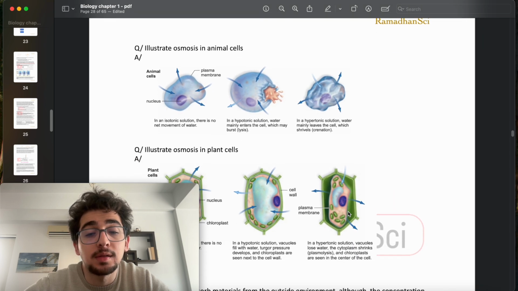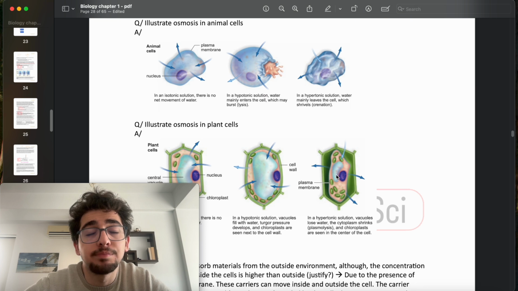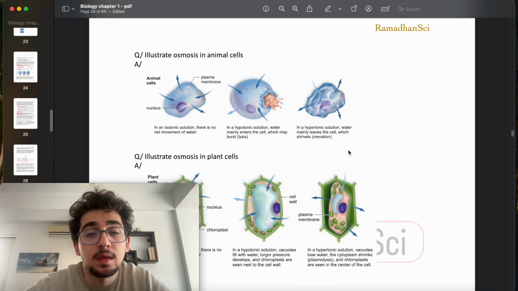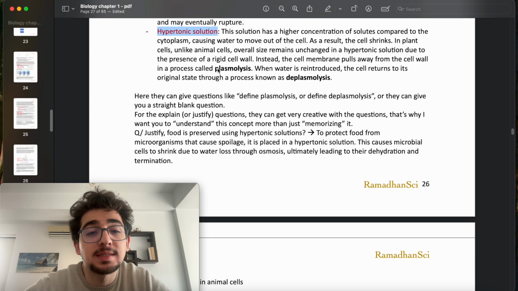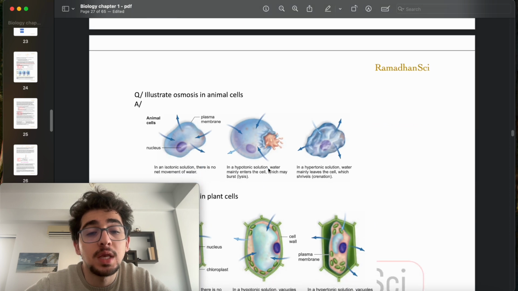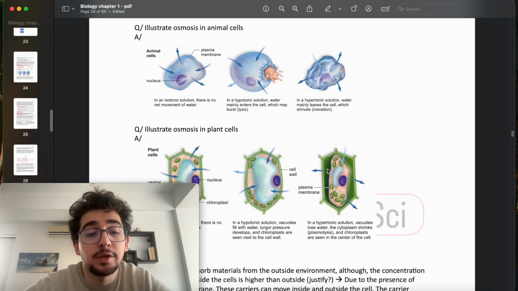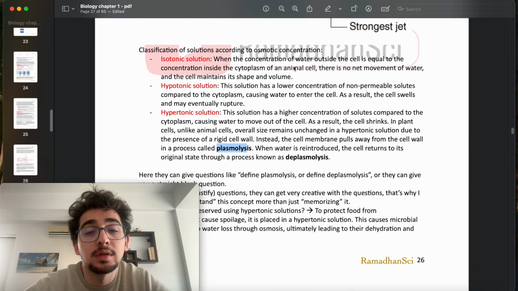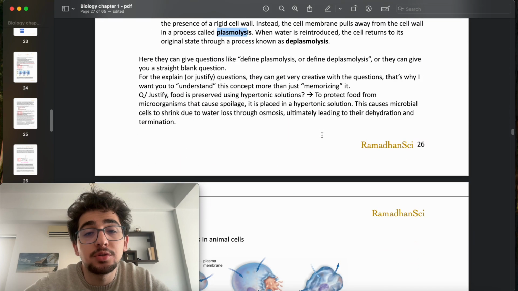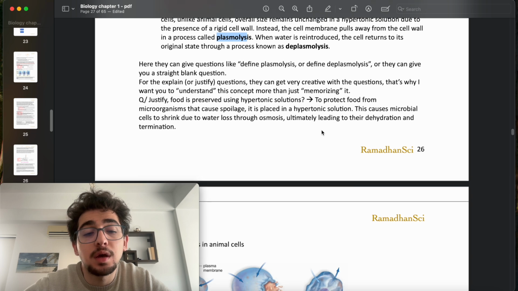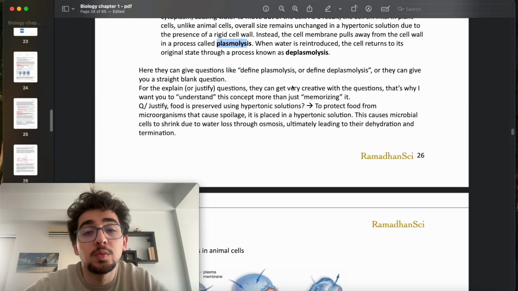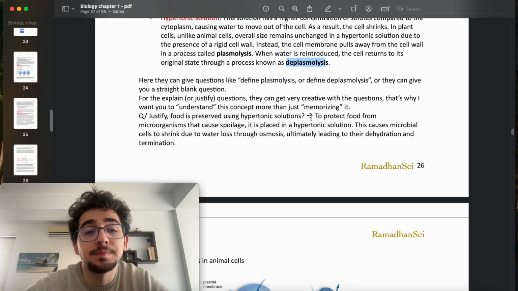And in plant cells, as we have a cell wall, when the cells shrink, the cell membrane will detach from the cell wall. This process is called plasmolysis. You can have it as a definition, very important. But when water is reintroduced, this process will reverse, and we will just call it deplasmolysis.